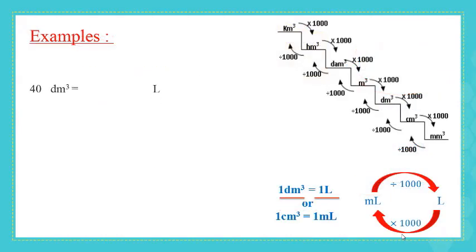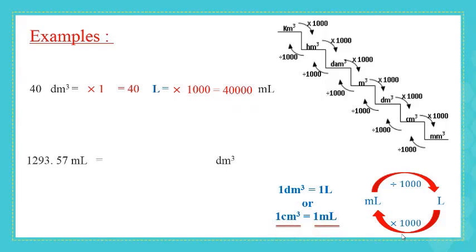40 decimeter cube into liter. From decimeter cube into liter, multiply by 1, so 40 liter. From liter into milliliter, multiply by 1000, 40,000 milliliter. From milliliter into decimeter cube, divide by 1000, so 1.29357 decimeter cube.